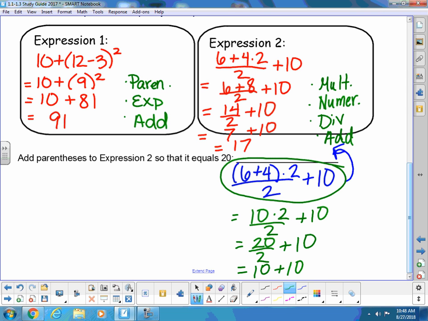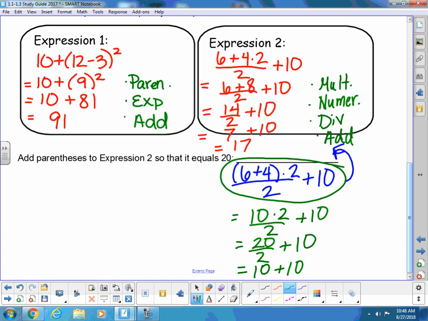Questions about your study guide? You can expect your quiz to look very similar to this. It will look very similar to this. All right, you have homework tonight, and the last almost 20 minutes, you can get started on it.